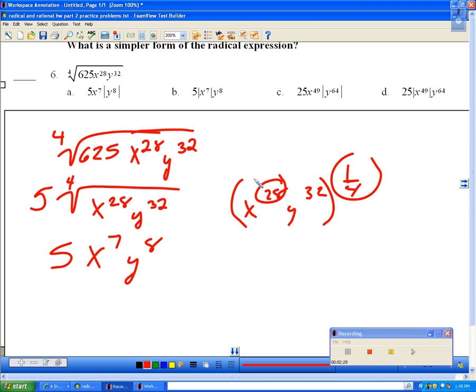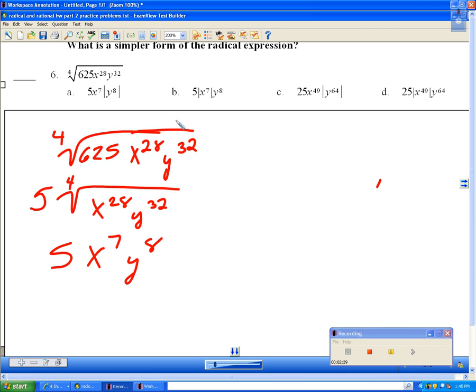Now I need to go back and see whether or not I need to deal with absolute value bars. Now, since it's an even-numbered root, again, there's really a negative version and a positive version of this root. And I need to ensure that I'm explicitly saying I want the positive version. 5, I've established that I want the positive one because I just didn't put a negative in front of it.